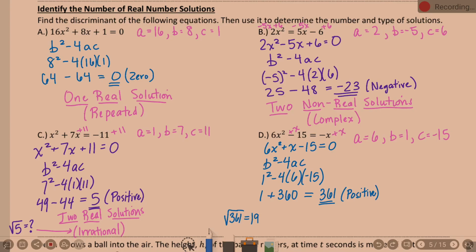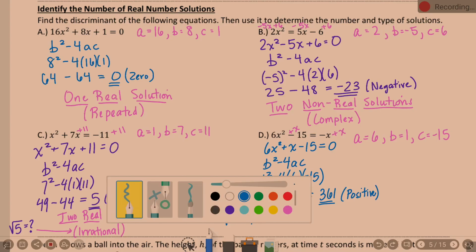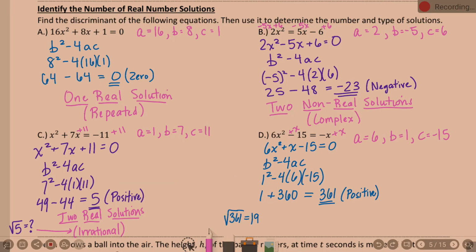These answers are going to work out to not have a square root in them, so these answers are going to work out to be rational because I could take that square root. Okay, so I'm going to mention, first of all, most importantly, that there are two real solutions because it came out positive. Now, added on, square root of 361, I know it works out to be a nice, neat number. So that means these two real solutions are going to be rational.